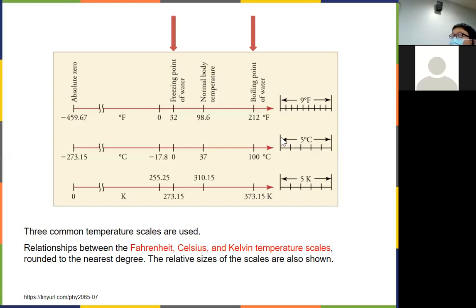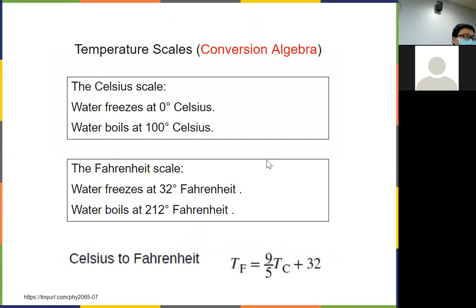Now let's look at the conversion factors between Fahrenheit and Celsius. Because from Celsius to Kelvin, they are kind of straightforward, just offset by one number. But from Fahrenheit to Celsius is a different story here.